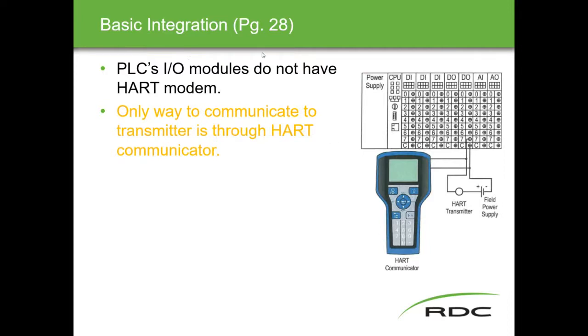Okay, so basic integration. PLC IO modules do not have a HART modem. So if we looked at our rack here, we see that we just have regular analog inputs, regular analog outputs here. If we were talking about something more complicated, it would be a HART module, but we don't have that here. The only way to communicate to the transmitter in this case, basic integration, is through the HART communicator.